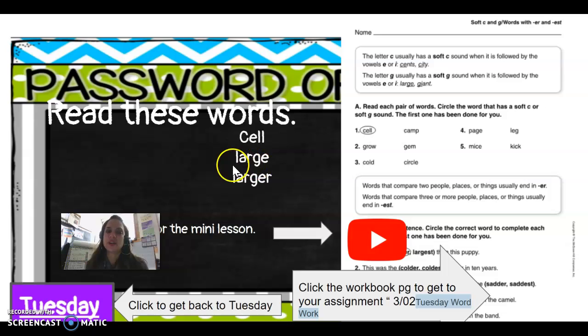I've seen this word before, large. And this word has the same root word as large with a suffix "er" at the end, larger. We just read our passwords for the day.